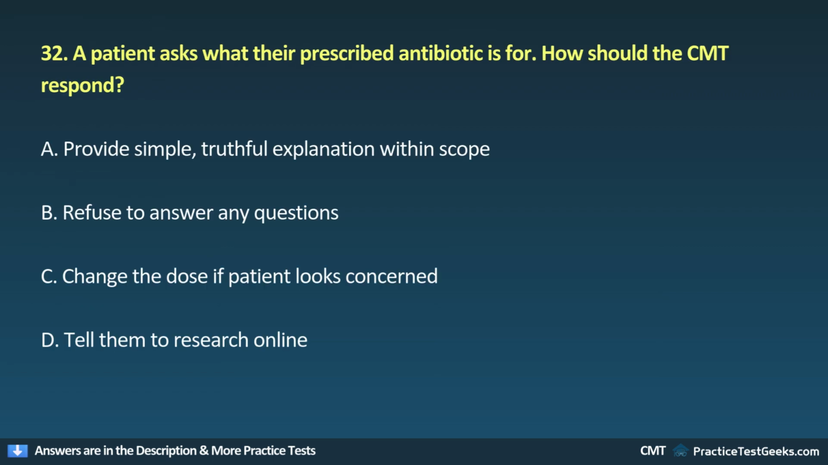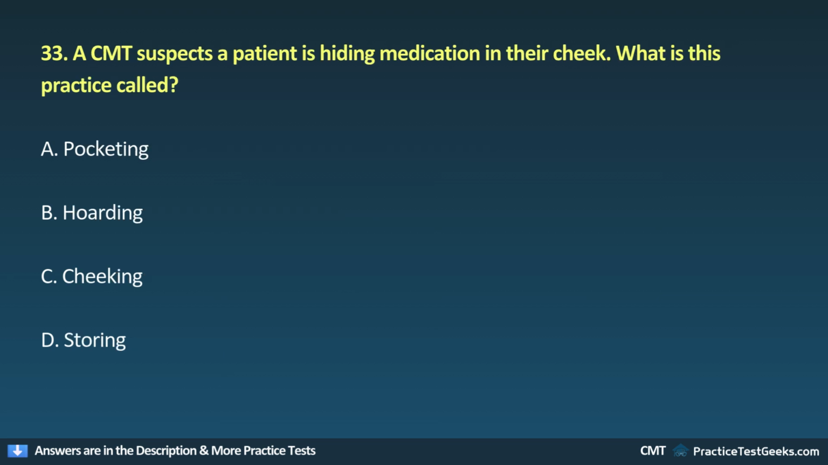32. A patient asks what their prescribed antibiotic is for. How should the CMT respond? A. Provide simple, truthful explanation within scope. B. Refuse to answer any questions. C. Change the dose if patient looks concerned. D. Tell them to research online.